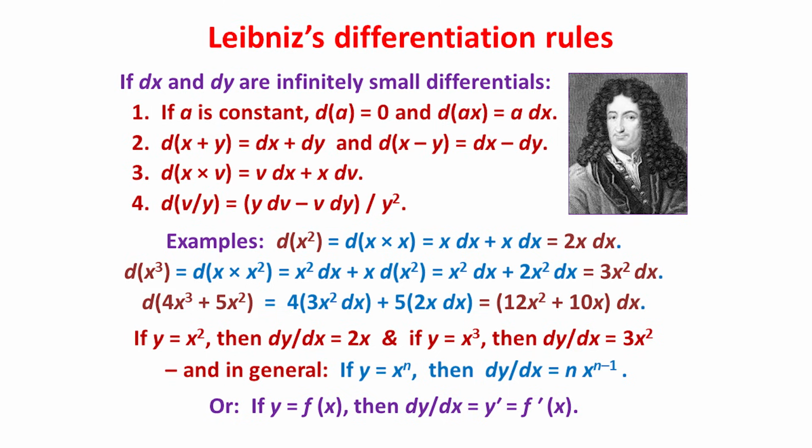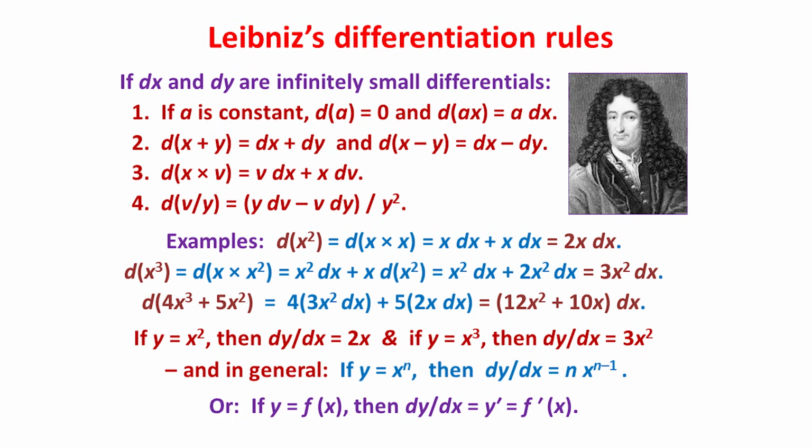His first rule says that if A is a constant, then d of A is 0, and that the differential of Ax is just A times the differential of x. The second rule says that d of x plus y is the same as d of x plus d of y, and similarly for subtraction. The third one then gives the differential of a product x times v, and the fourth gives the differential of a quotient v over y.